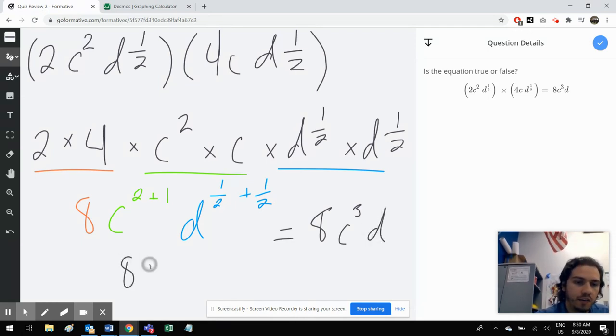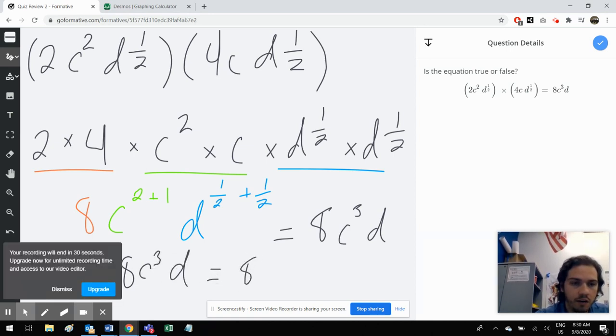So is 8c to the power 3 d equal to 8c to the power 3 d? Is that true or false? Those both are the same, so that is true.